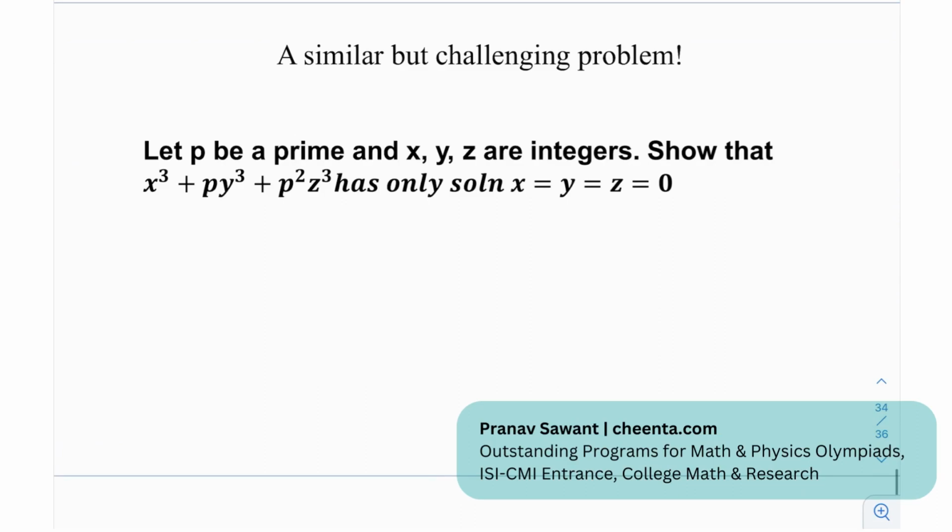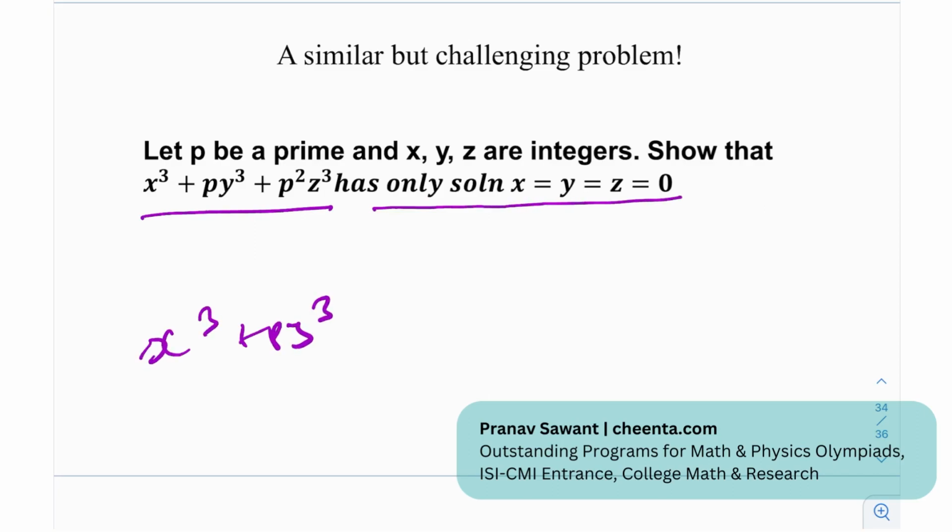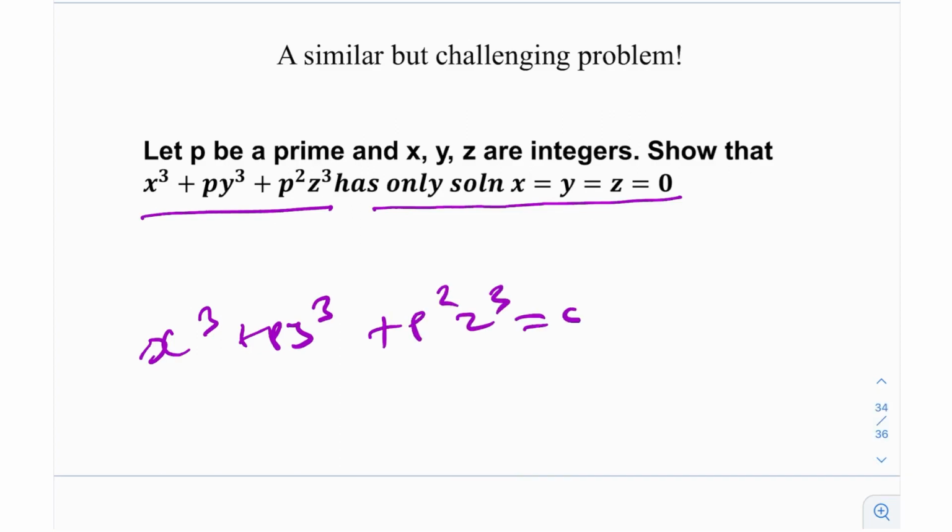Okay, so at the end we have a similar but challenging problem, and the goal is to let p be a prime and x, y, z are integers, so that this particular equation has the only solution x, y, z equal to 0. So x cubed plus p y cubed plus p squared z cubed is equal to 0. So this has only the solution x equals y equals z equals 0. So we have to prove that again using divisibility techniques.